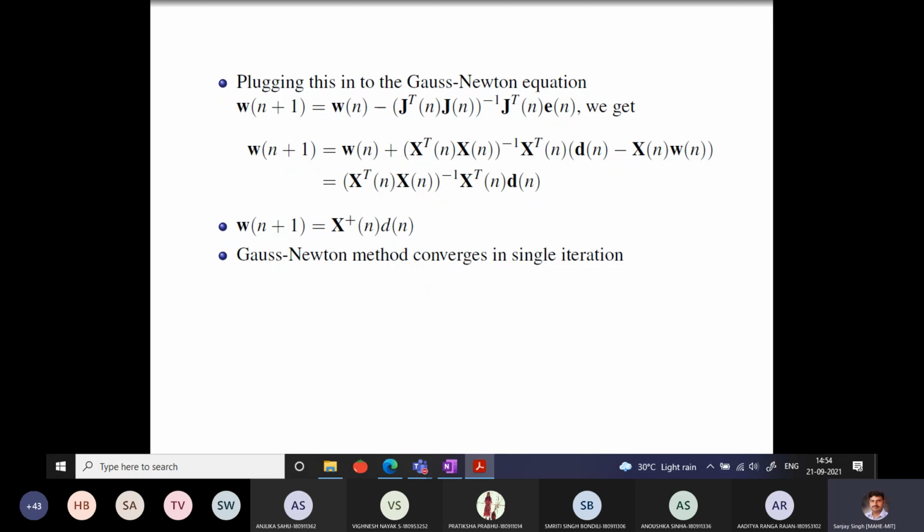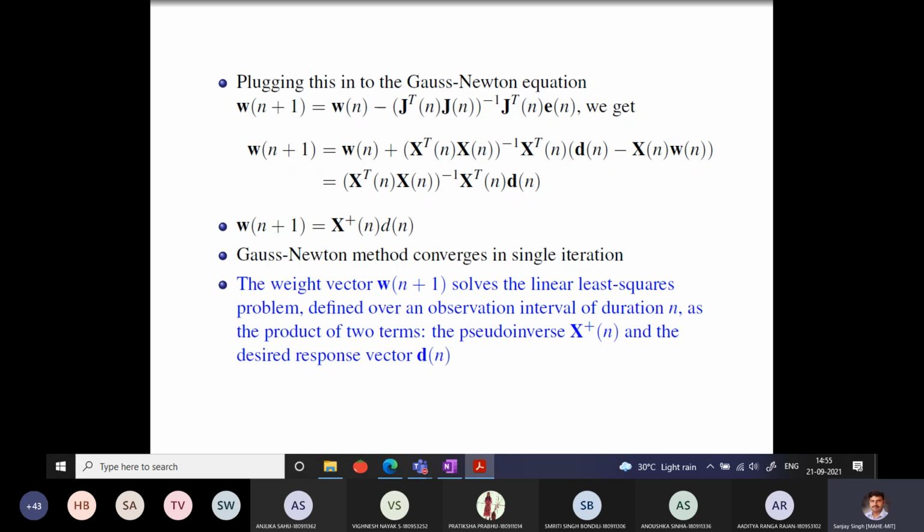So whatever X you have, the design matrix, and dn, you find the value like this, and you immediately get the weight matrix for your filter. And it's beautiful. It has converged in one iteration itself. You don't have to go for a very iterative approach. So that's the beauty of this Gauss-Newton method.